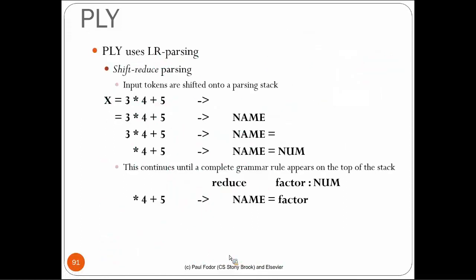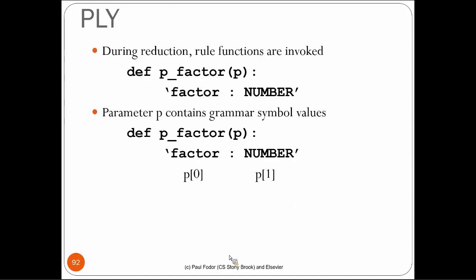So PLY uses LR parsing. It's called shift-reduce parsing. We talked about it earlier today. It starts from the right-hand side and identifies right-hand sides of production rules. So during reduction, these functions are invoked. We identify the right-hand side of the production rule, and we can assign a value to the left-hand side of the production rule.